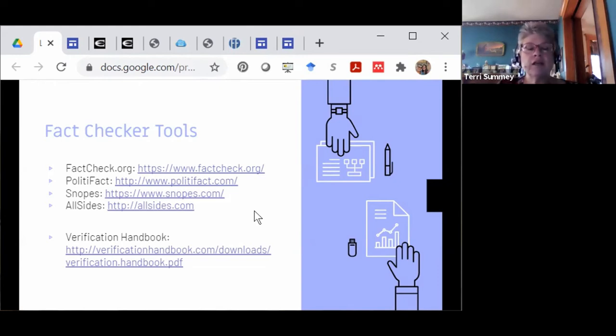And then finally, AllSides. AllSides is a news website that presents multiple sources side by side in order to show the full scope of news reporting. So I can pick a current story and I can look at it on the right, on the left, and in the middle to see what they're saying about it.